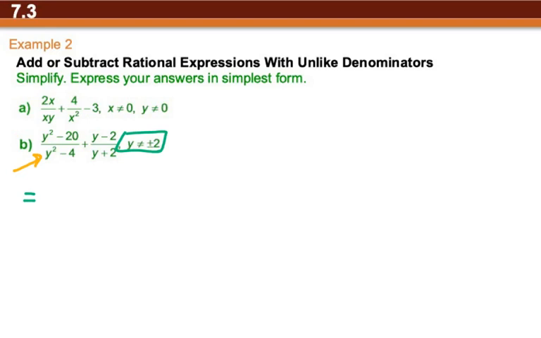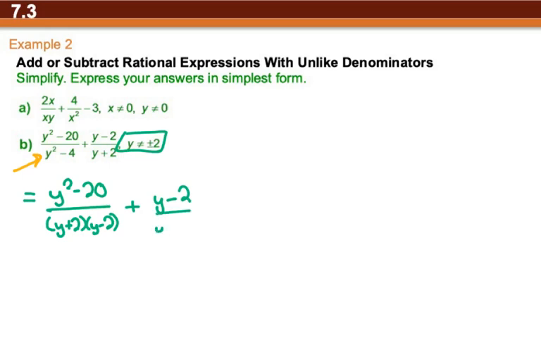Now, with adding and subtracting, we generally don't factor the top. It just adds a step that's not necessary when we get to combining like terms later on, so we won't even try, and this one in fact is not factorable. Y squared minus 4 factors into y plus 2 and y minus 2. Second fraction, we have y minus 2 over y plus 2, and y plus 2 is not factorable.